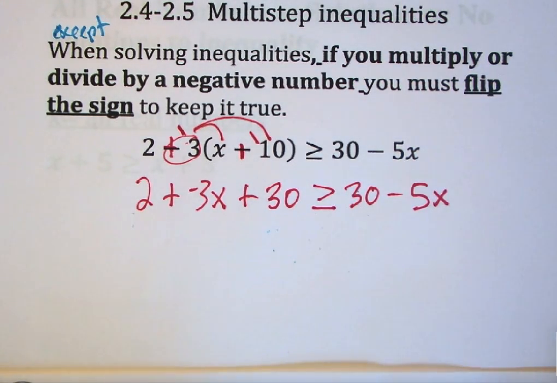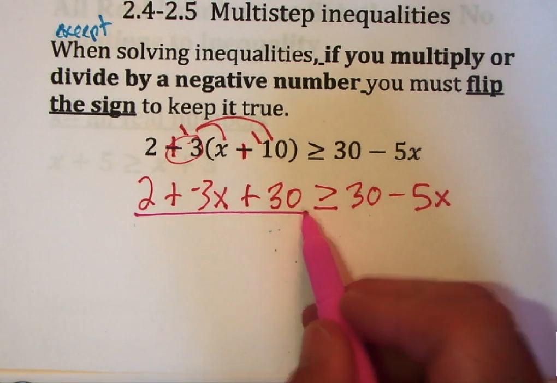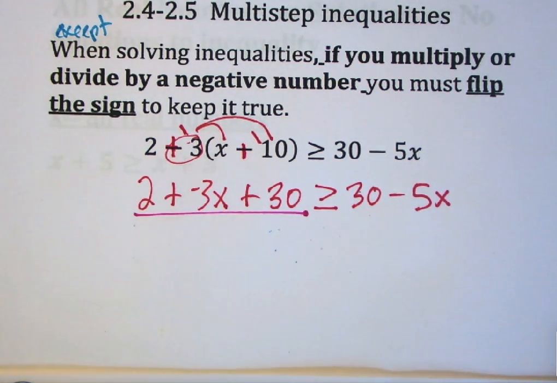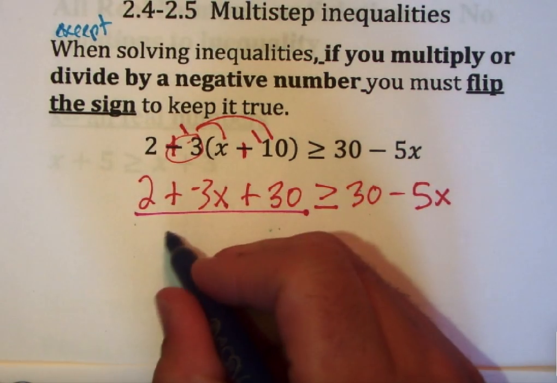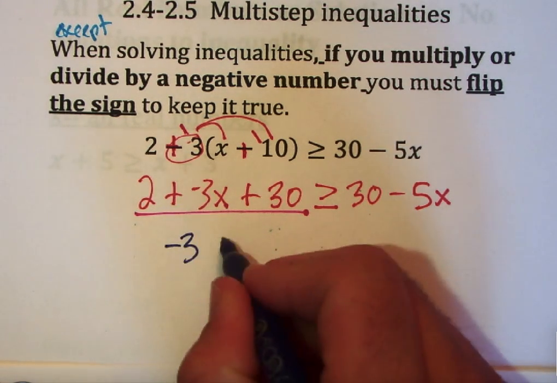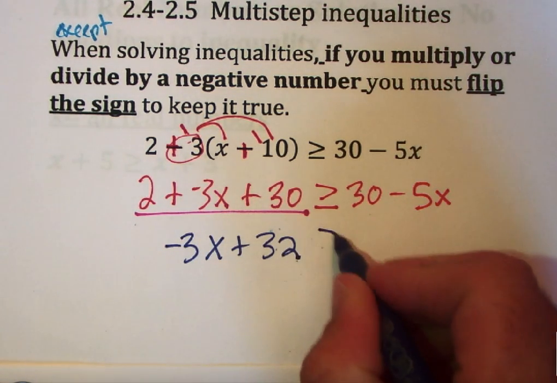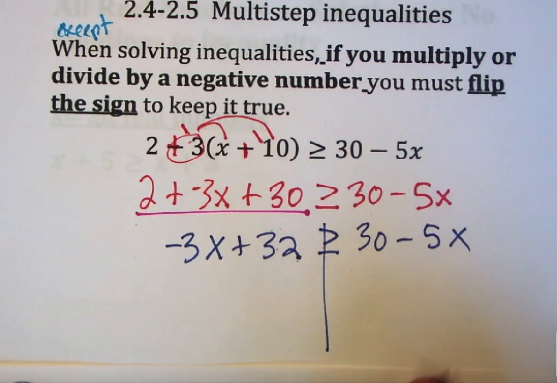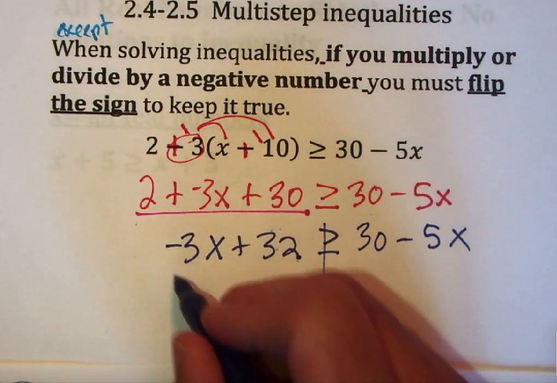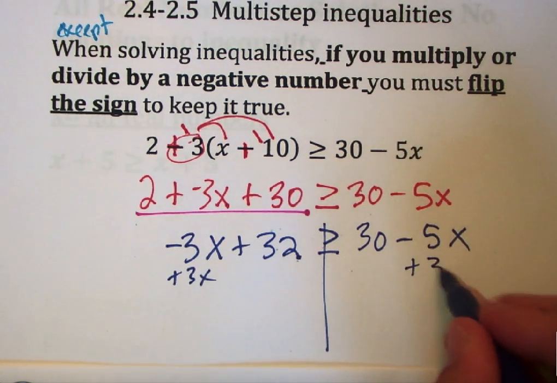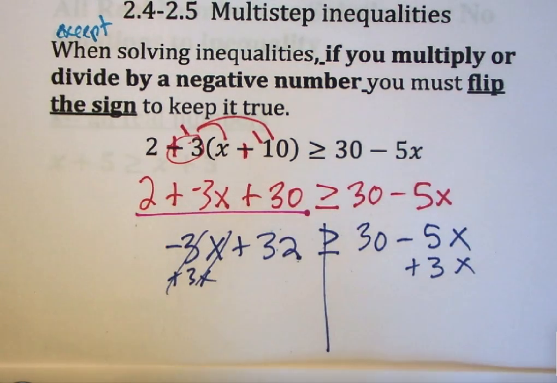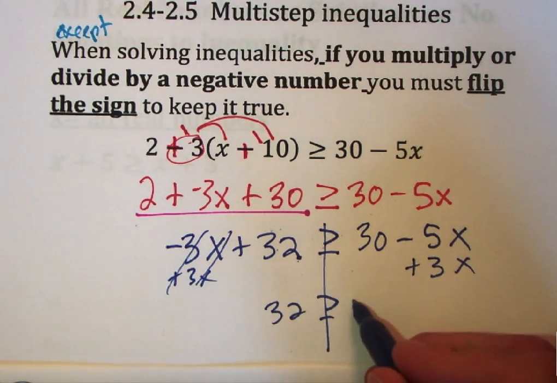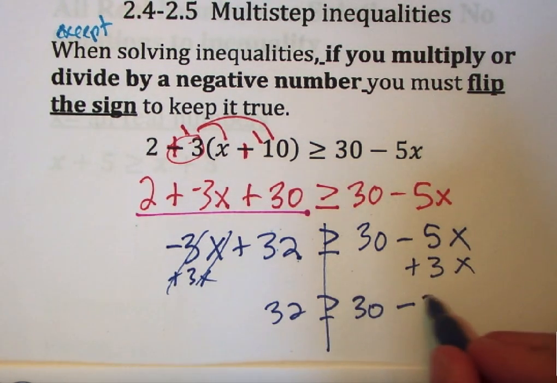All right, let's see if we can simplify the side. Can we simplify this side anymore? Yeah, we can. 2 and 30 make 32, so we can say it's negative 3x plus 32 is greater than or equal to 30 minus 5x. Now we can start doing things to both sides. It's really up to you. I'll add 3x. Sure, why not? We'll add 3x to both sides. And then we get 32 is greater than or equal to 30 minus 2x.